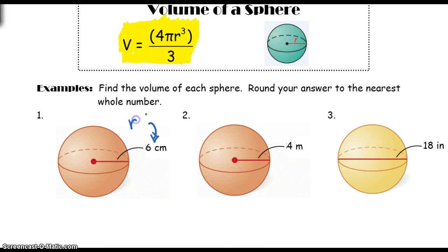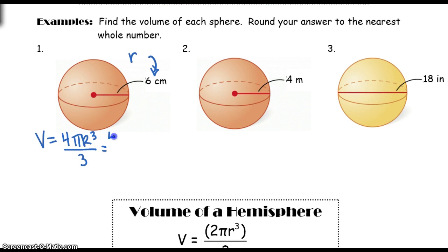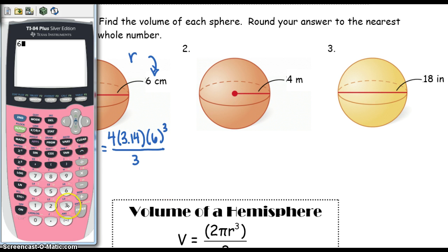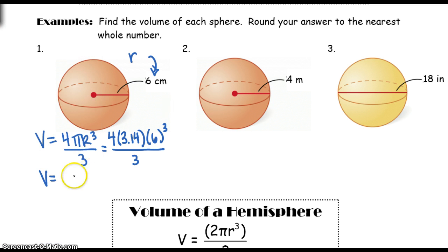On number 1, the radius is 6. So if they want us to find our volume, volume is 4 pi r cubed divided by 3. If we substitute in our value there, we're going to have 4 times 3.14 times 6 cubed, all divided by 3. And I'm going to continue it down here. So 6 cubed, we have to find out what that is first. 6 cubed is going to give us 216. So 4 times 3.14 times 216, all divided by 3.